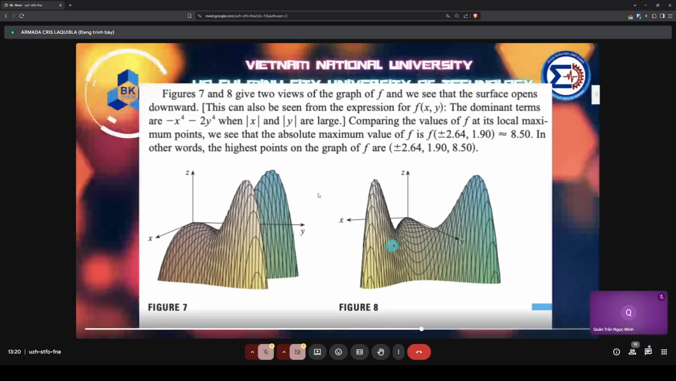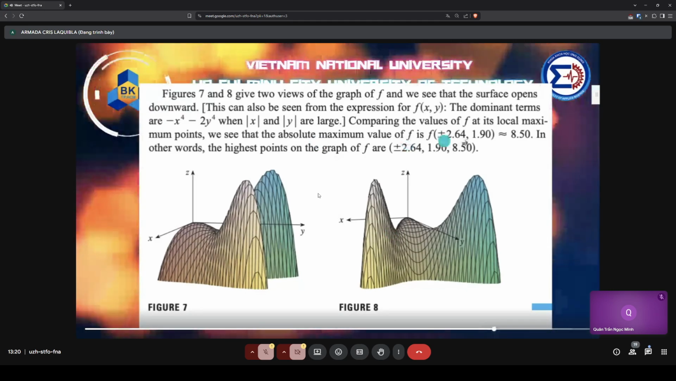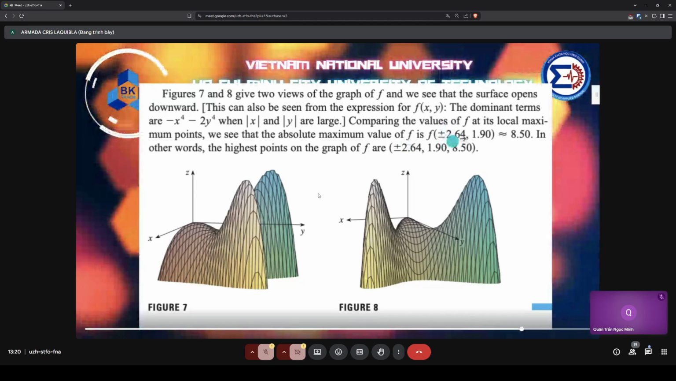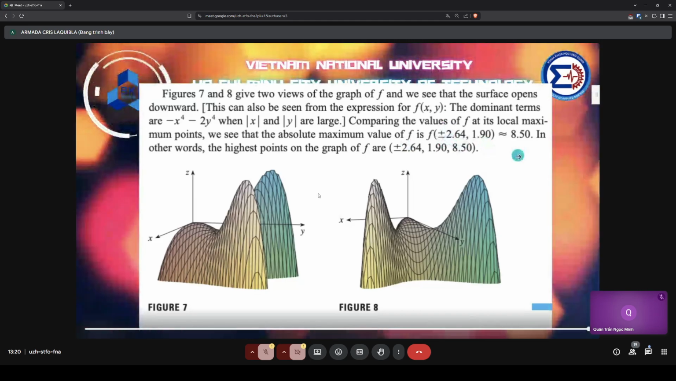Next, we have, yeah, it's here. The absolute maximum value of f is approximately 8.50, and the absolute minimum is at positive and negative 2.64, 1.9. And that's it.